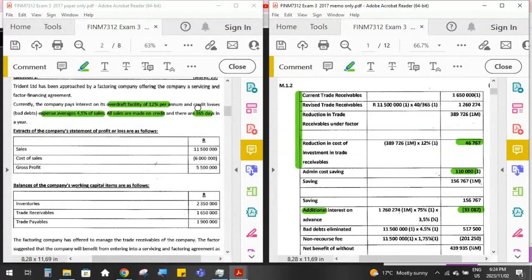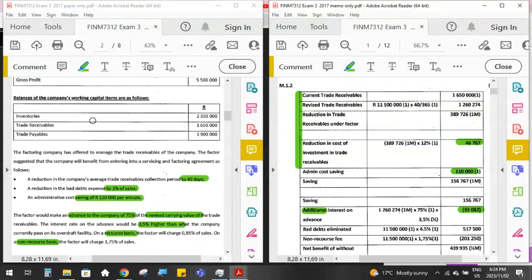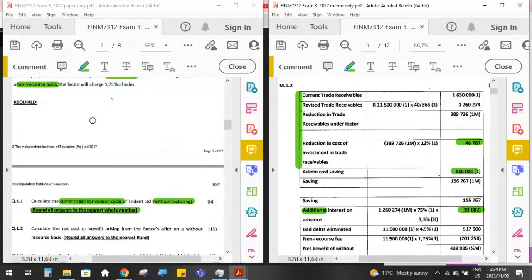My bad debts, credit losses currently average 4.5% of sales. So that currently is an expense in my business. So remember what we said about with recourse and without recourse. They have asked us here to calculate the benefit on a without recourse basis, which means the factor is going to bear the total cost of any bad debts in this particular debtors book.